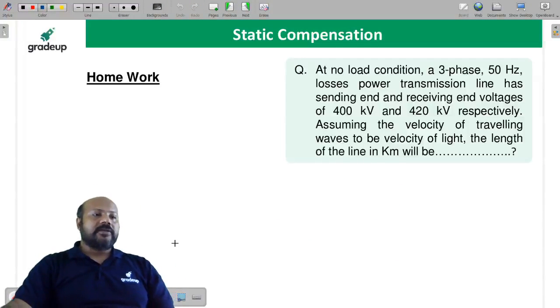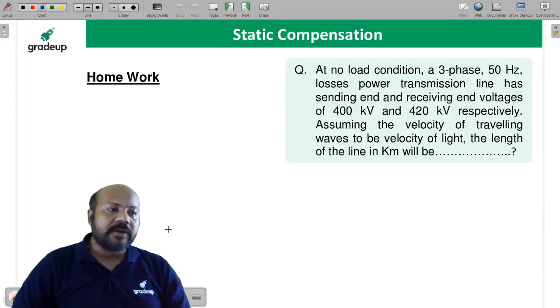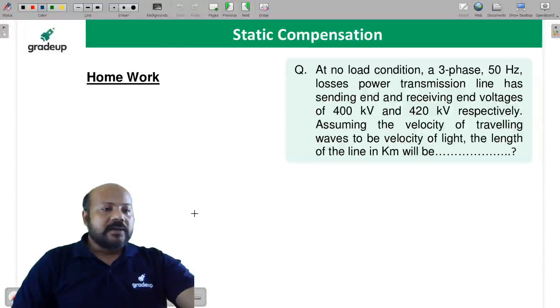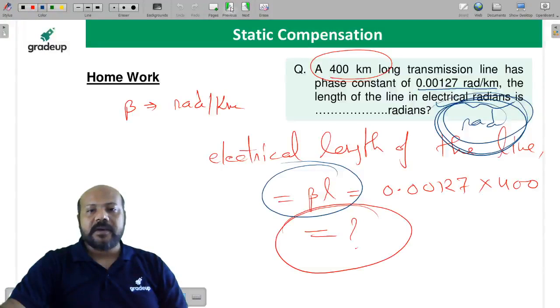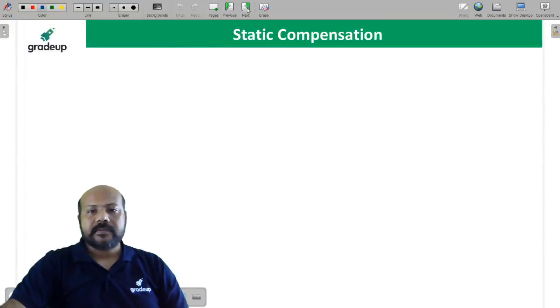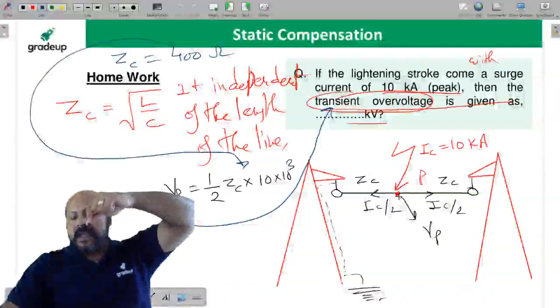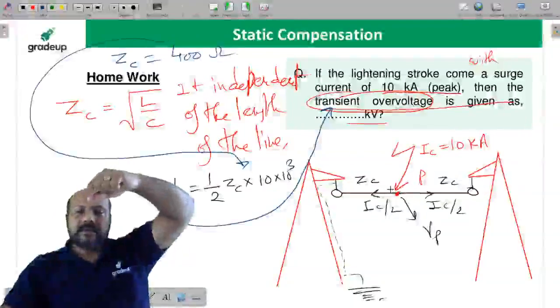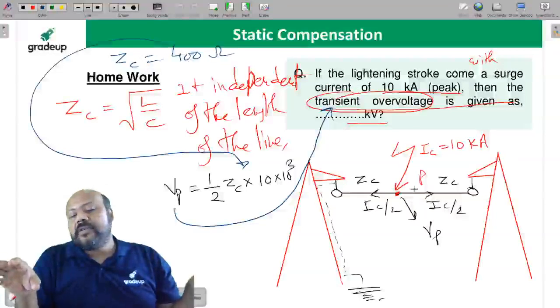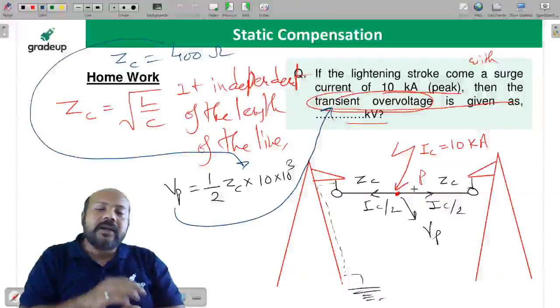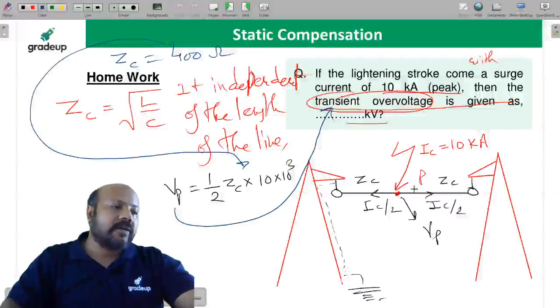Now just see this question, a very important question, a previous year GATE problem. Sunil Manjani is asking, sir, is it the current? It's not the current, it is the lightning stroke. Listen, one candidate has a doubt. If the lightning strikes at the middle of the line or anywhere else, because surge impedance is independent of the length of the line, all the time it is going to be ZC only, whether it hits at the middle point or any other point. So you will be getting approximately the same answer.